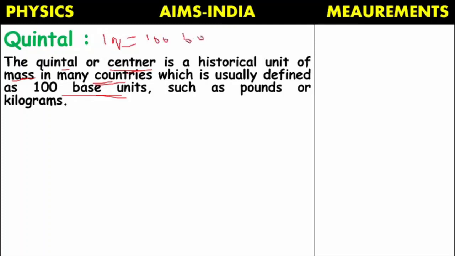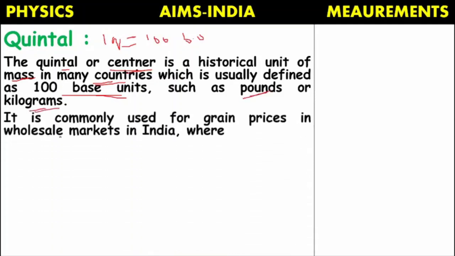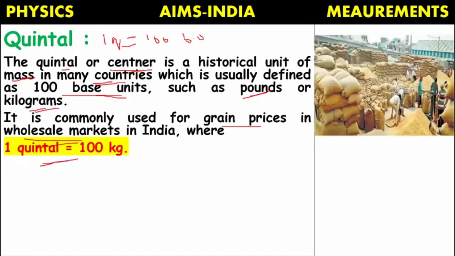The base unit we may take it as pound or we may take it as kilogram. So it is used commonly for grain prices in wholesale market in India, where 1 quintal equal to 100 kilograms. So in the wholesale markets, while measuring the grain prices, they will measure in terms of quintals. So 1 quintal equal to 100 kgs.